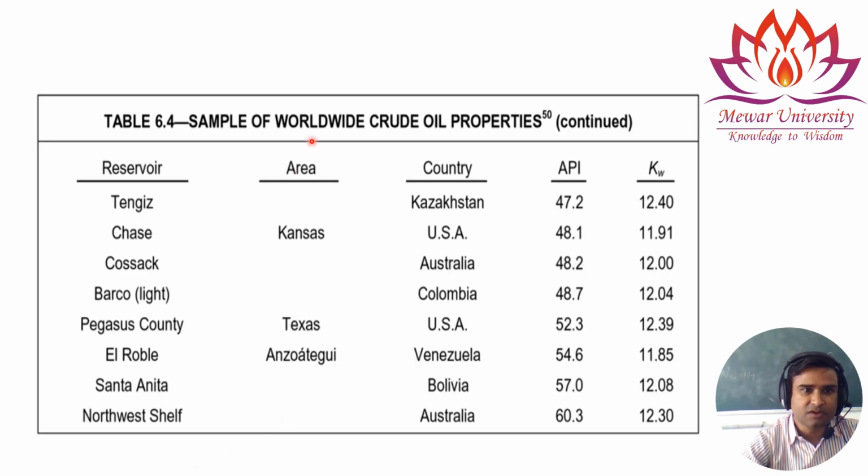Next we have a sample of worldwide crude properties: reservoir, areas, countries, API and the Watson factor. This is in between 11 to 12. So mostly paraffinic crudes, or you can characterize what kind of crude it is, obtained from different countries or different areas. So this can be characterized based on the Watson factor.